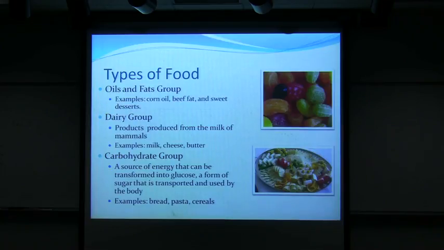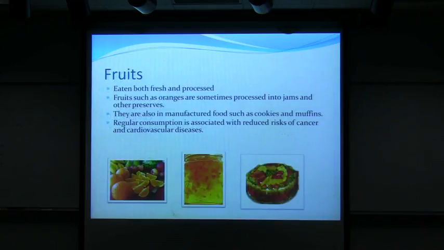Then we have the carbohydrate group, which is a source of energy that can be transformed into glucose, which is a form of sugar transported and used by the body. It's a stable food, so things like bread, pasta, and cereals are all included. Now let's get into more detail per group.